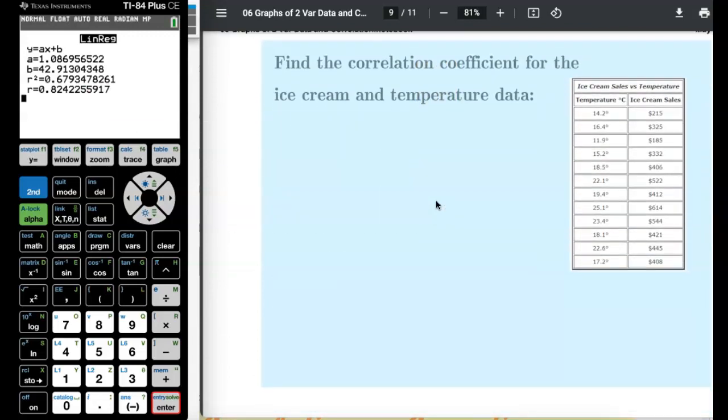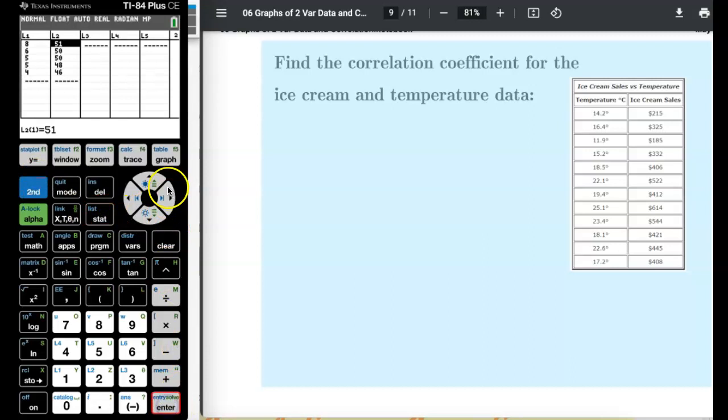Okay, so we're going to go to this ice cream shop thing, and we're going to try to figure out if there's any kind of correlation there. We did notice that it seemed like it, so we're going to go to Stat. We're going to go to Edit. I mentioned this a couple videos ago, but you can go up to L1 and press Clear and hit Enter, and you go over to L2 and press Clear and hit Enter. Don't ever press Delete, because then it just gets rid of it. And then we're going to type these in.